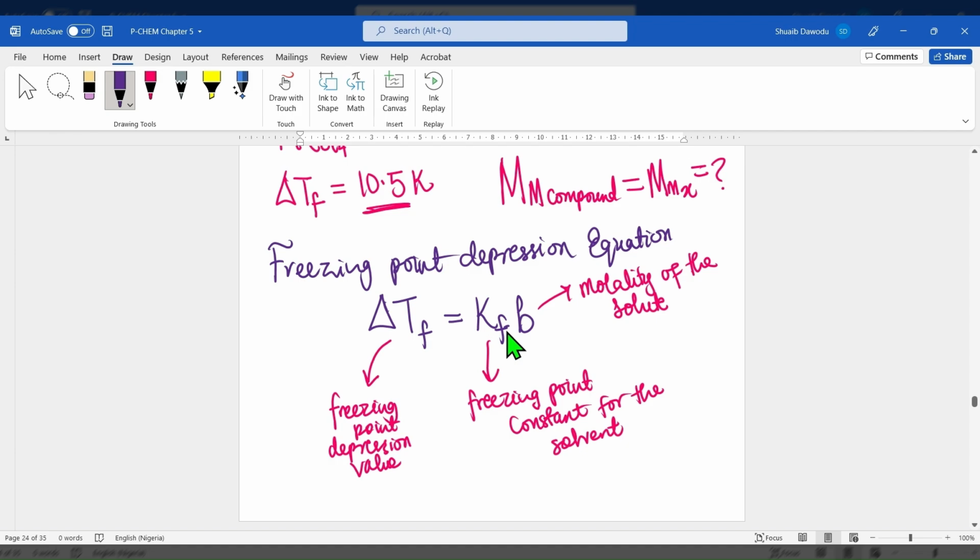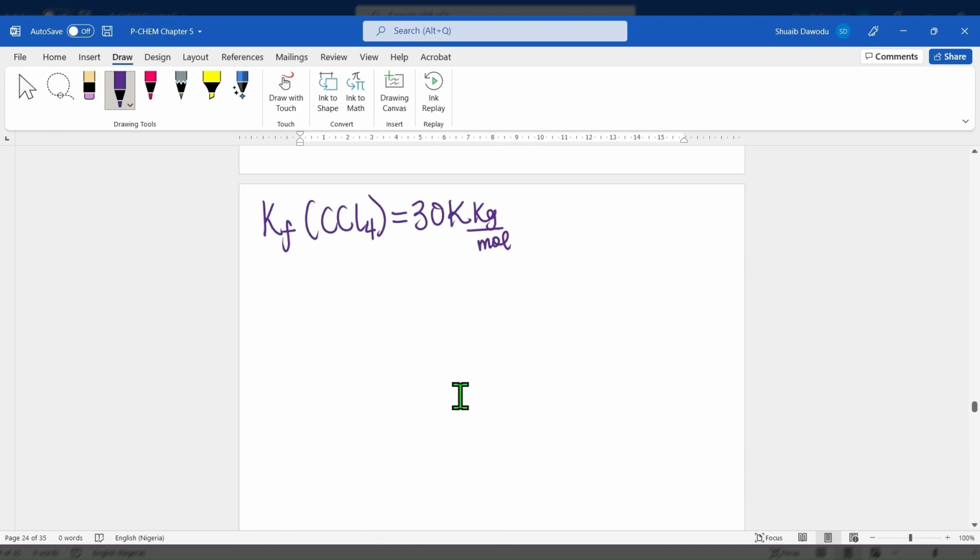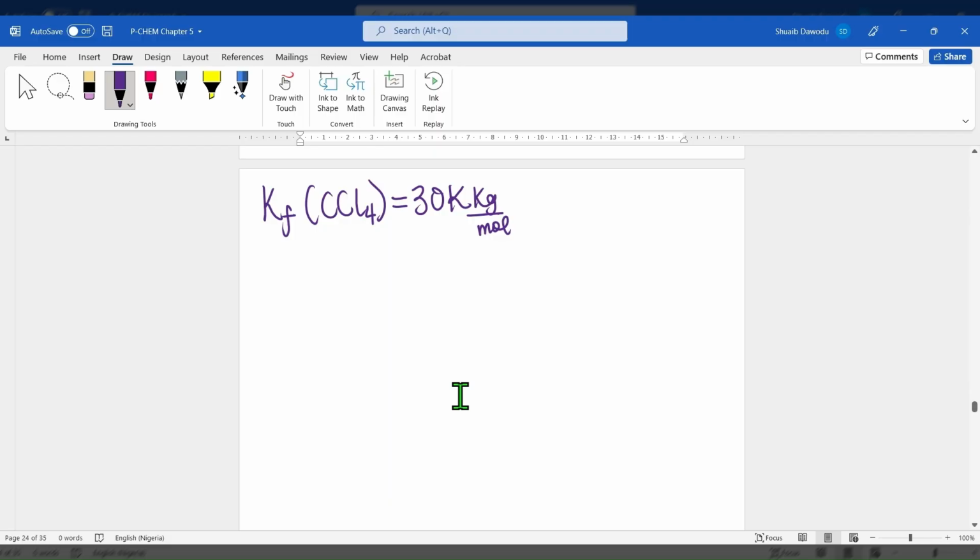But this question is actually asking us for the molar mass of the unknown compound, so our work is not done. Now we're going to have to use our knowledge of chemistry and algebra to solve this question. Before I go forward, I have to explain that b, molality, is simply the moles of solute divided by the mass of solvent in kilograms.